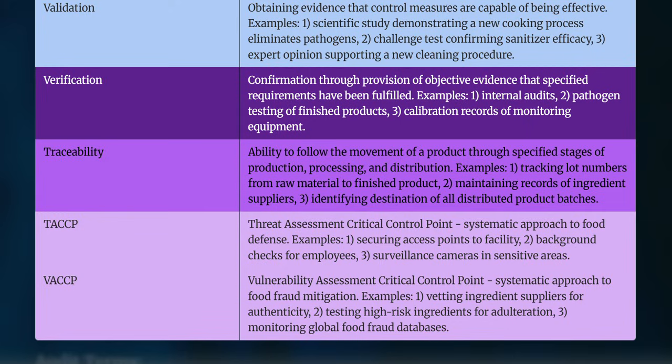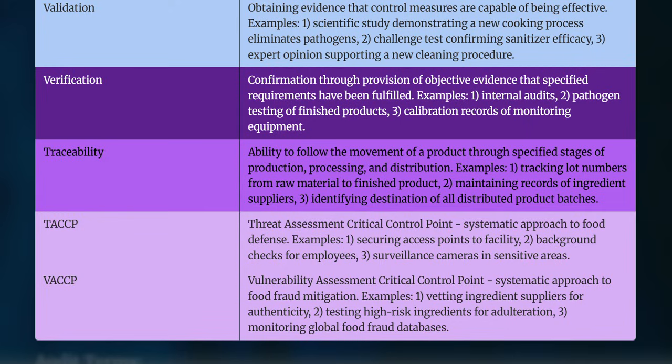Also, you will hear about verification. Verification in food safety terms means confirming, through provision of objective evidence, that the specified requirements have been fulfilled. Examples of verification: internal audit, pathogen testing of finished products, or calibration records of monitoring equipment. All are considered types of verification.